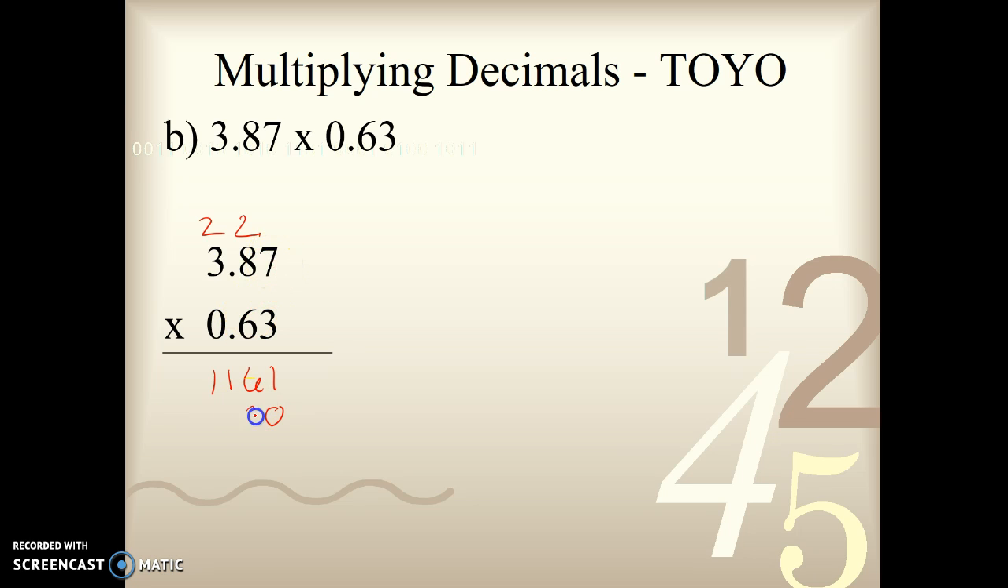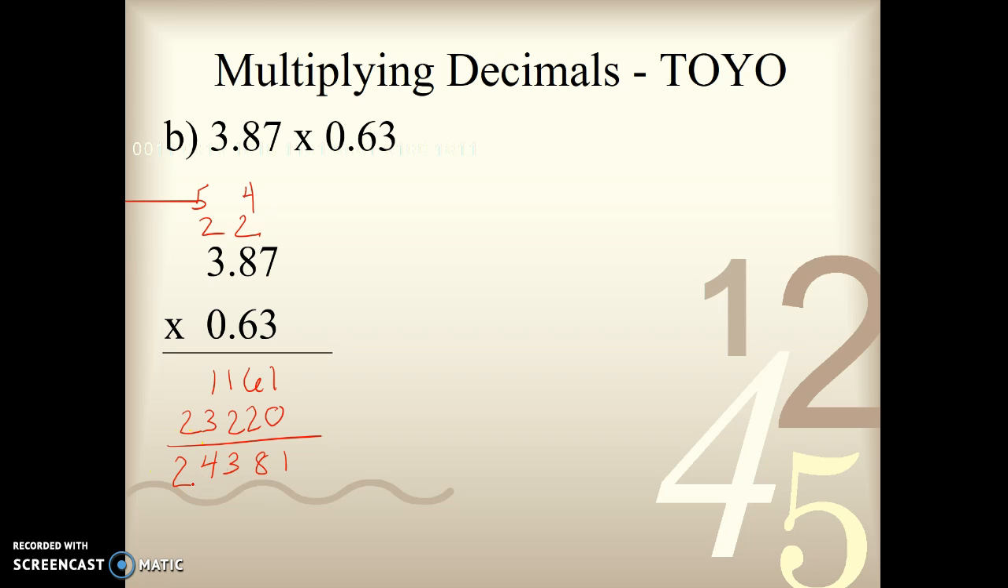6 times 7 is 42. 6 times 8 is 48, plus 4 is 52. 6 times 3 is 18, plus 5 is 23. Now we're going to add those up. 6 plus 2 is 8, 1 plus 2 is 3, 1 plus 3 is 4, 2 plus nothing is 2.